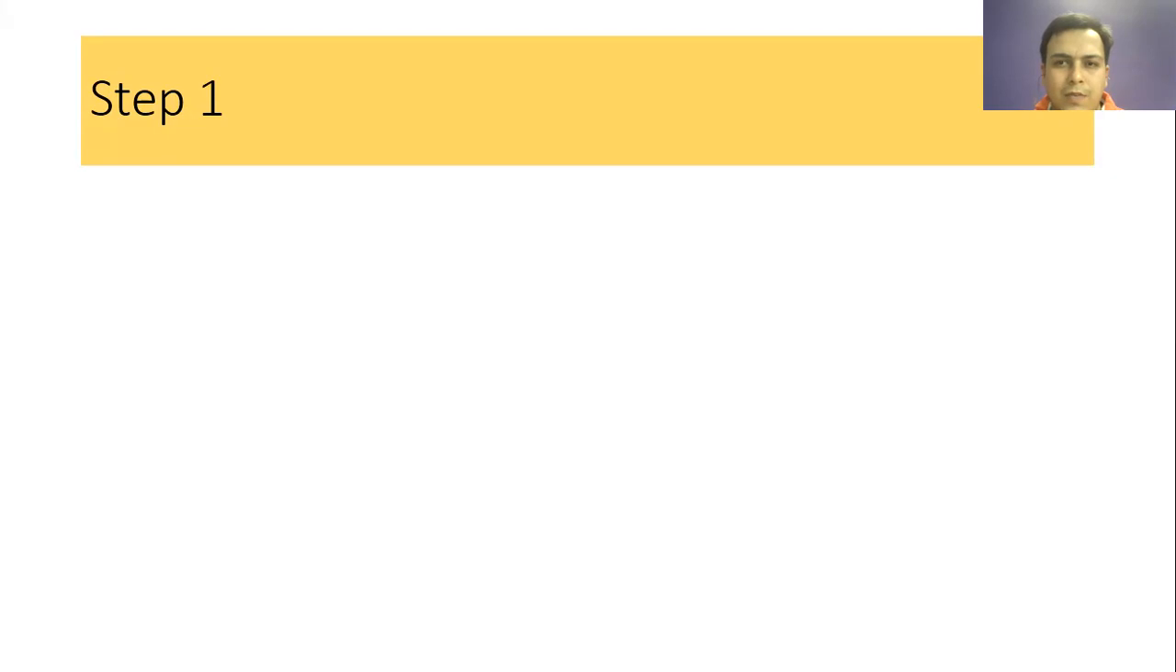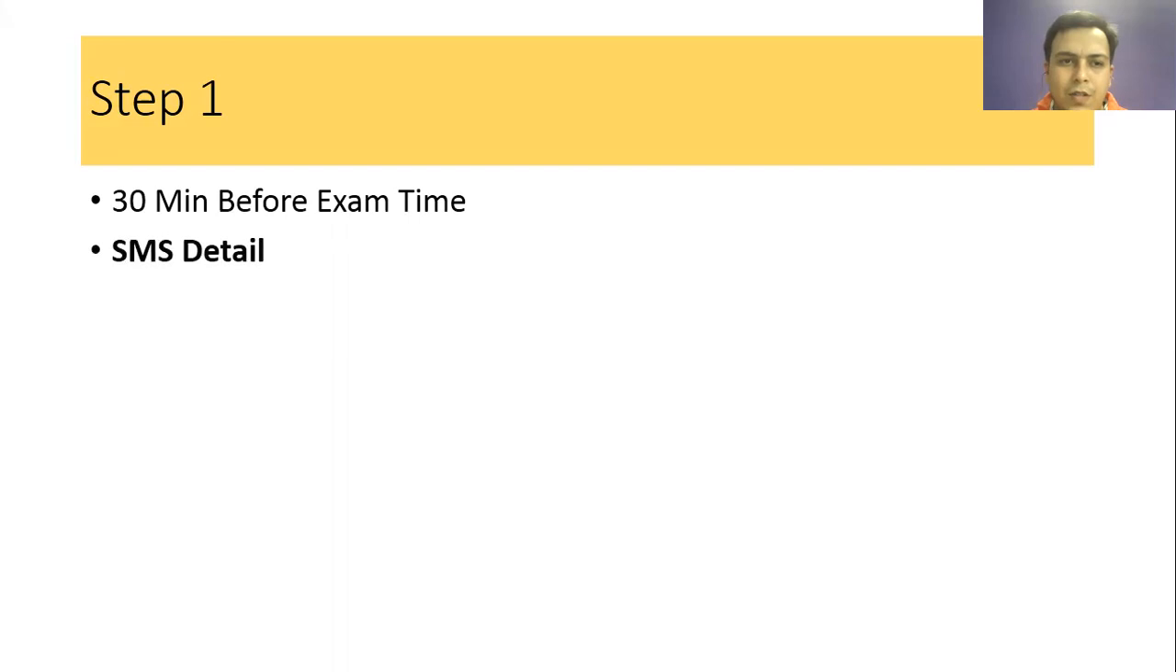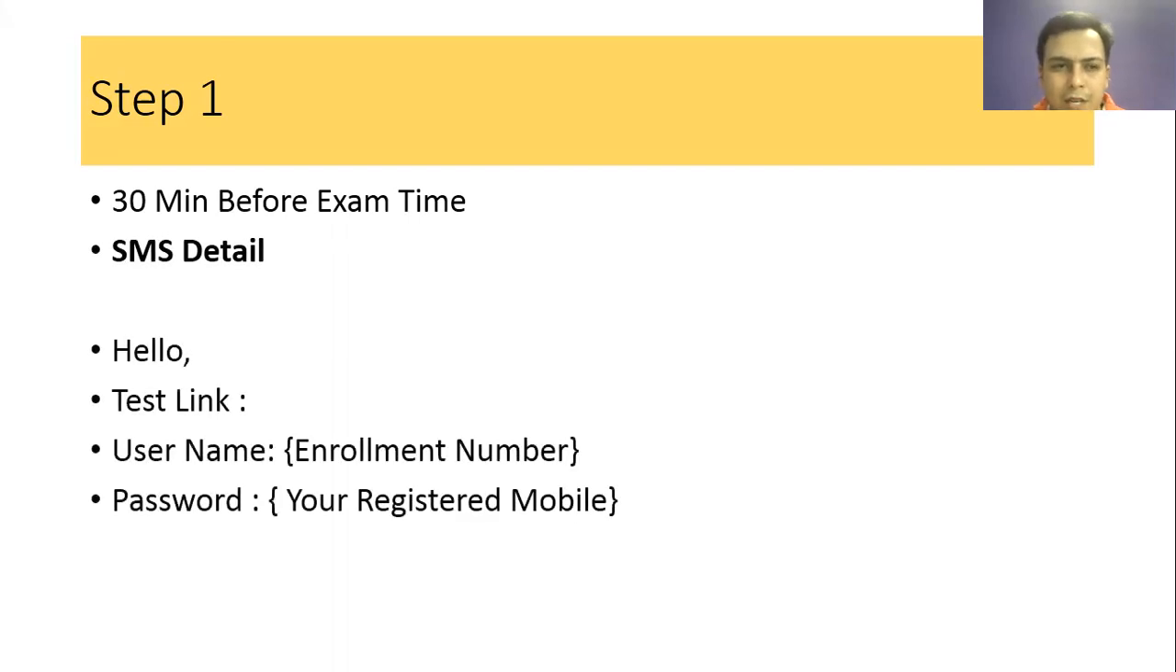As per the first step, on the student portal, you have registered your mobile number. 30 minutes before the exam, you will receive one text SMS in which three details are there. The GTU will send the three details by SMS 30 minutes before commencement of the exam. It means if your exam is scheduled at 12:30 p.m., near about 12 o'clock noon, you receive this SMS, and in the SMS there are three pieces of information: test link, username, and password.